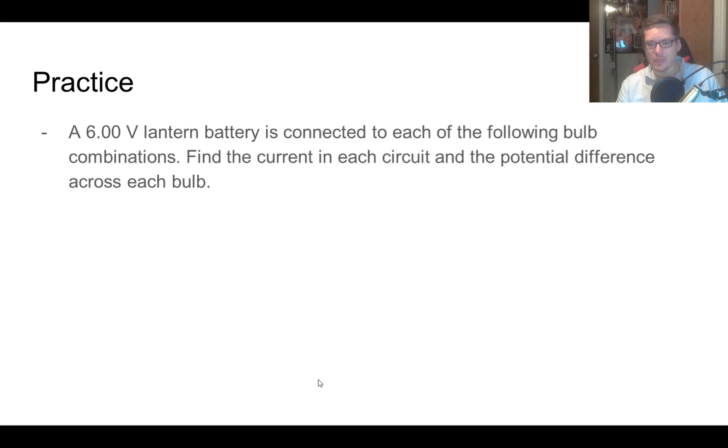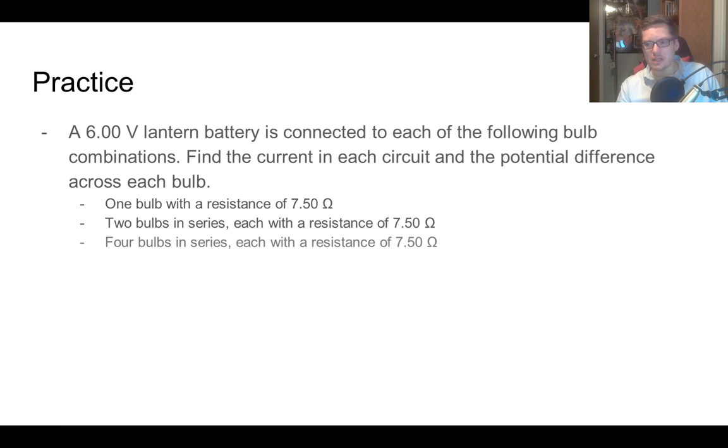So let's give it a shot. It says a 6-volt battery is connected to each of the following bulb combinations. Find the current in each circuit and the potential difference across each bulb. All right, so it says one bulb with a resistance of 7.5 ohms. So we've got some sort of battery hooked up, and then we've got our current, our resistor, and it says a 6-volt battery, so we'll put 6 volts, and then that'd be 7.50 ohms. And they want us to find the current in each circuit and the potential difference.